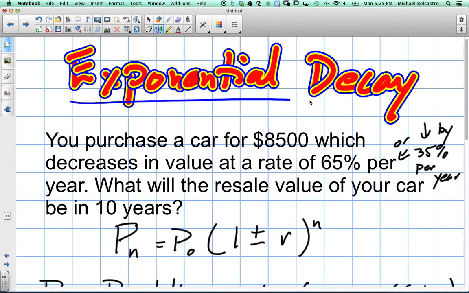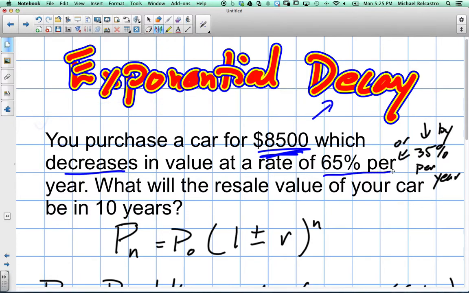Okay, we're going to look at exponential decay. So we'll read this question. You purchase your car for $8,500, which decreases, that lets us know that it's decay, in value at a rate of 65% per year. Okay, we're going to go through this little note I've written on the side here. What will the resale value of your car be in 10 years?